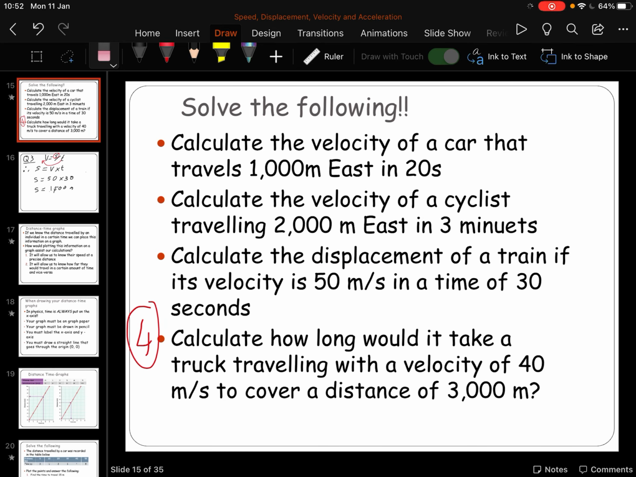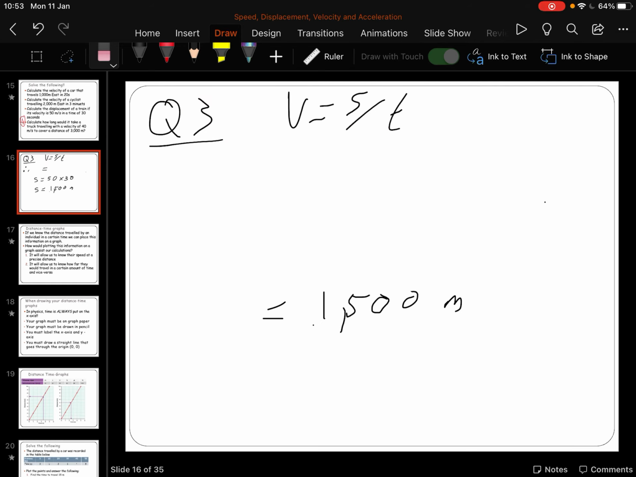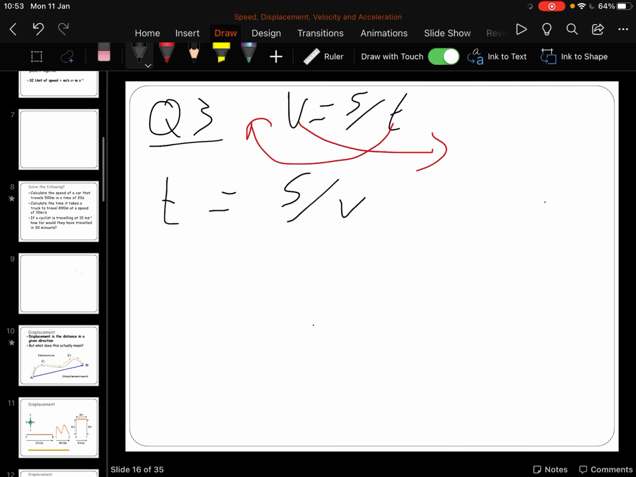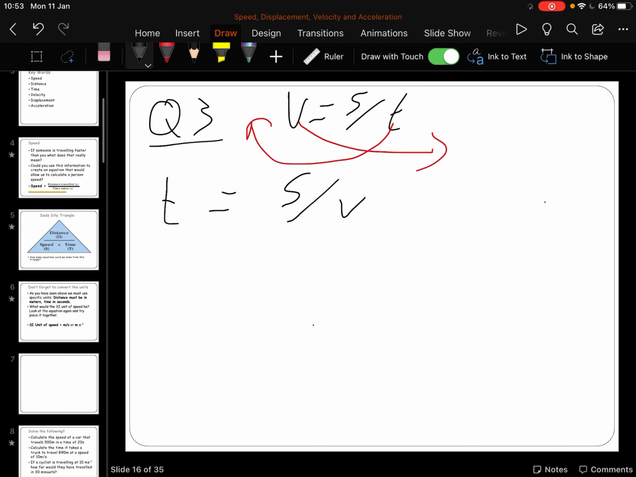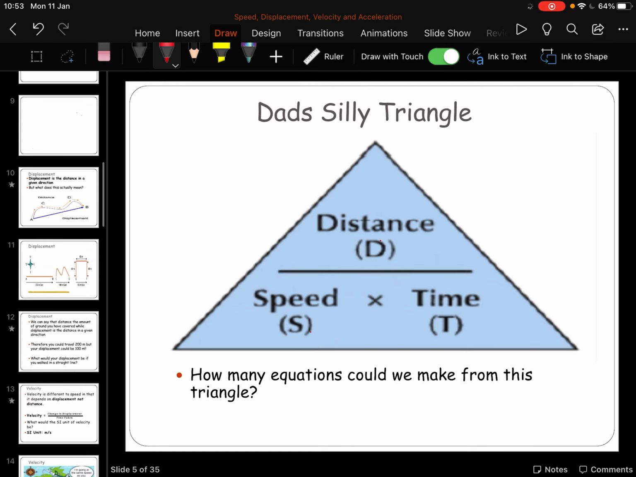All right, and now the last question and the end of this class: calculate how long it would take a truck traveling with a velocity. So time. Let's go back to this and rearrange it. This is more awkward. Here we want time to be on its own. So you've got to bring time above the line, which means you've got to divide across by v also. So therefore time is displacement divided by velocity. Again, go back to Dad's silly triangle. Here, you see, time is distance over speed.